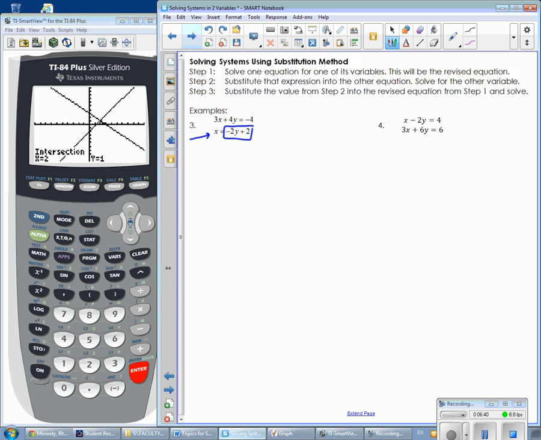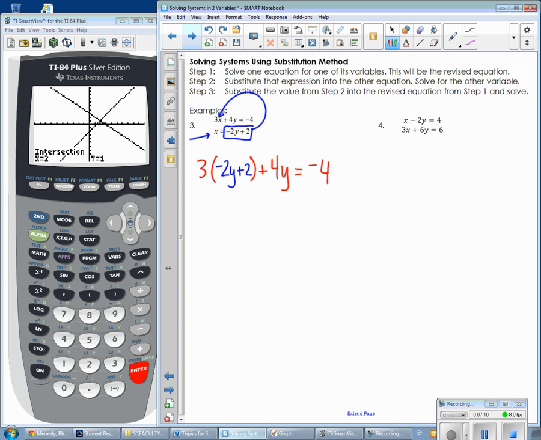So since this quantity, negative 2y plus 2, is equivalent to x, what I'm going to do is I'm going to substitute it in for x in the other equation. And so my first equation was, and this is how I usually do it, I kind of just put parentheses to hold my spot. So the first equation was 3 times some quantity x plus 4y, and that's equal to negative 4. But I'm not going to put in the x, I'm going to put in the other quantity from the second equation, which is negative 2y plus 2.